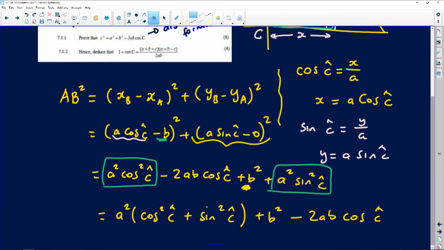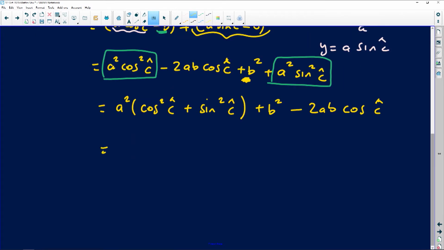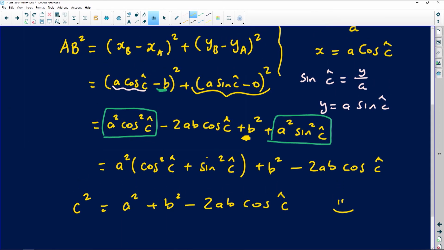Okay, awesome stuff. Now, in the brackets, you will see that we've got something squared plus something else squared: sine squared plus cos squared of the same angle. That amounts to 1. So this leaves us with a squared. And then that b squared comes back again: b squared minus 2ab cos of angle C. And that is what small c squared is, since small c is the length of that AB we were looking for, which is the side opposite to angle C. And that gives us the solution to this question. Very nice, not difficult.